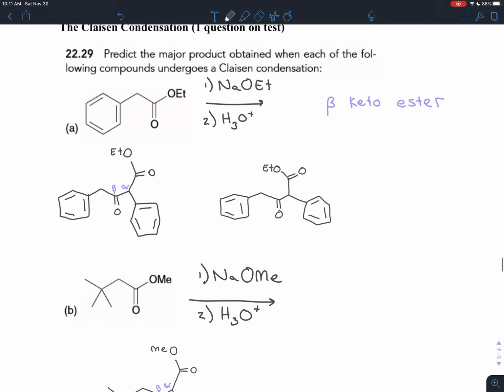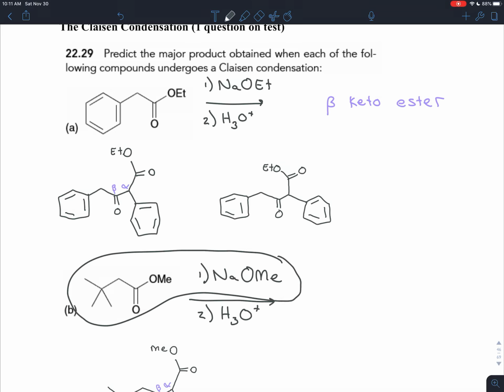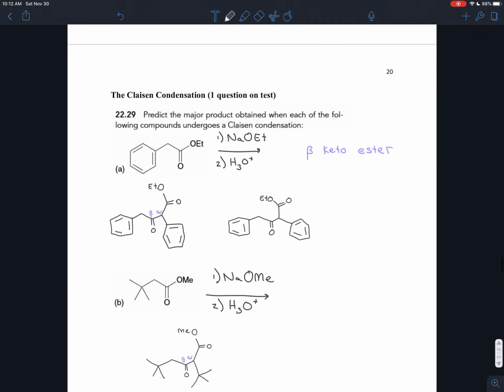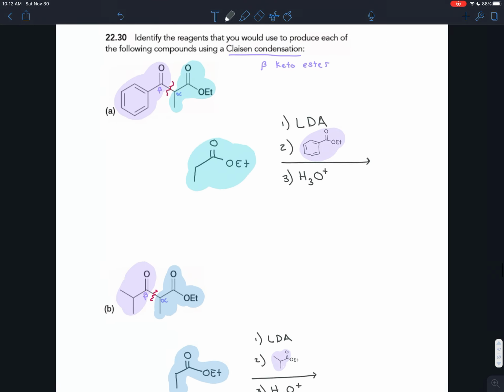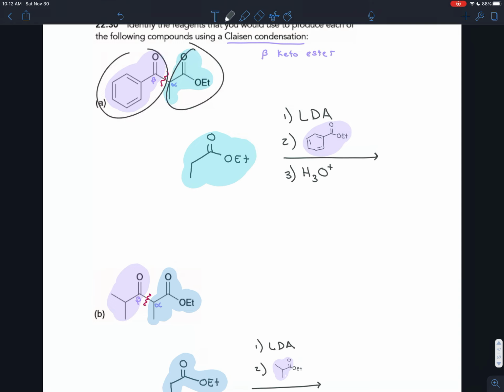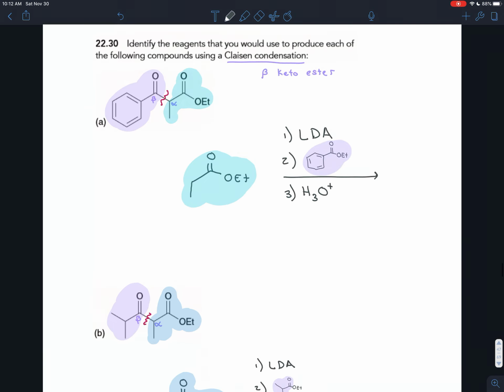Notice that in these other examples, like the previous exercise, we didn't use LDA because we were just using multiple versions of the same molecule. So we just chose the base based on what the alkoxy group of the ester was. But with these crossed groups, where you have two different groups, you use LDA, your second ester, and then hydronium. And that is some practice with creating beta-keto esters, thinking about the synthesis you need to create them retrosynthetically, given the beta-keto ester, thinking of the reagents you would need to make it.